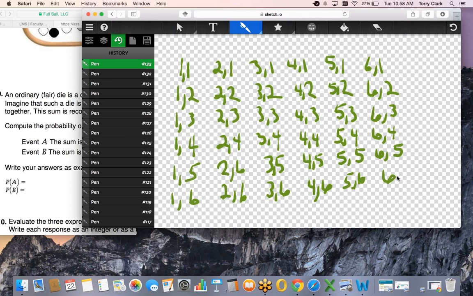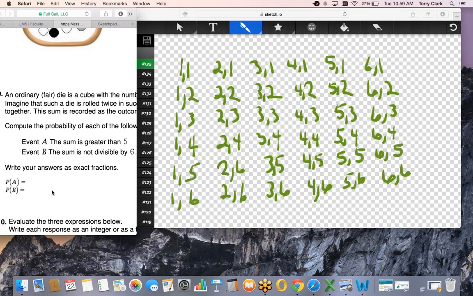And so if we count all these up, it's going to be 36. It's going to be 6 across the top, and 6 rows. So it's going to be 6 rows and 6 columns, which gives us 36. Now we need to find a sum that's greater than 5.